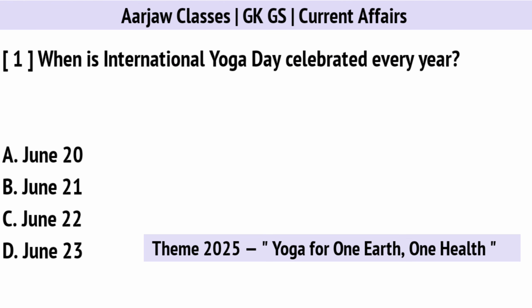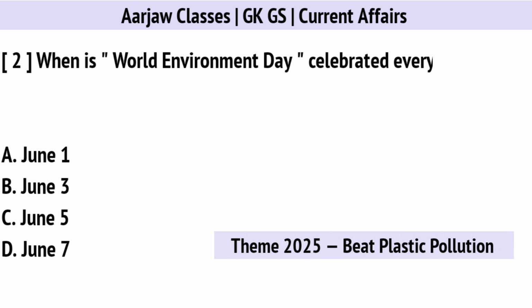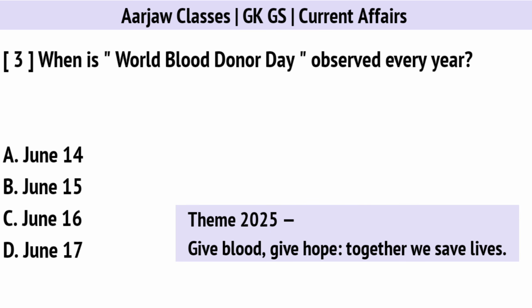When is International Yoga Day celebrated every year? Correct option is B. On 21st June. World Environment Day celebrated every year on which date? Correct option is C. On 5th June. When is World Blood Donor Day observed every year? Correct option is A. On 14th June.